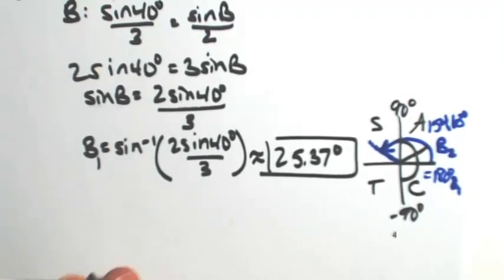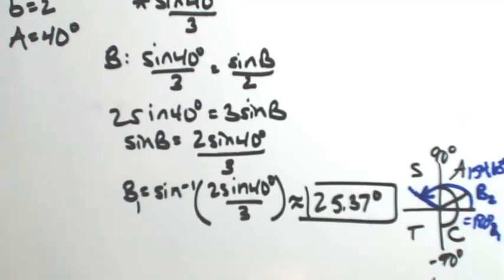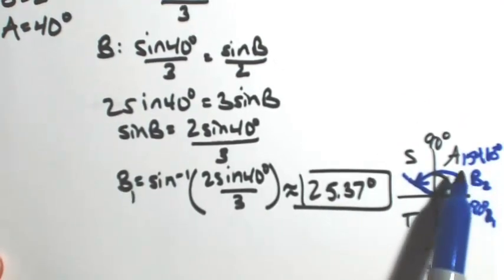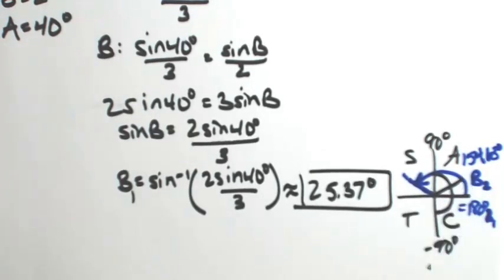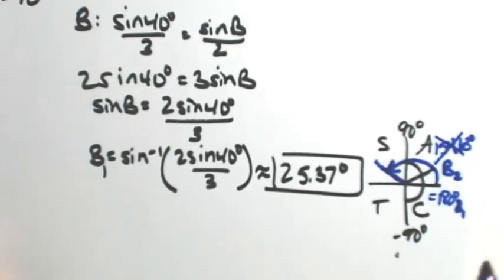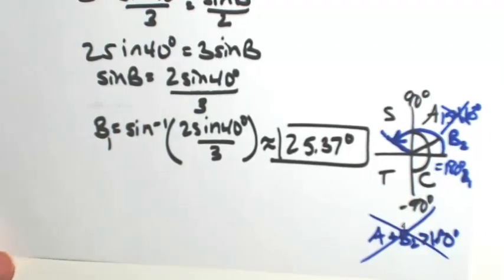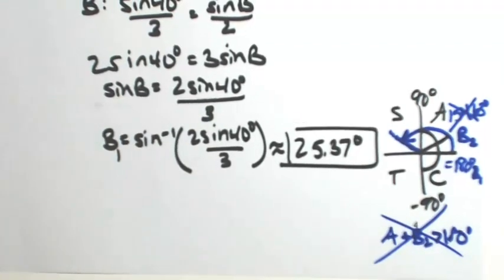But it's not going to work, because take a look back at the given information, where A was 40 degrees. If the other angle is 154, then the 40 and the 154 is more than 180. That triangle could not exist. So this answer is not possible because A plus B2 would be more than 180 degrees. So that's not going to work. That's good news for you, because it means there's only one possible answer for angle B.